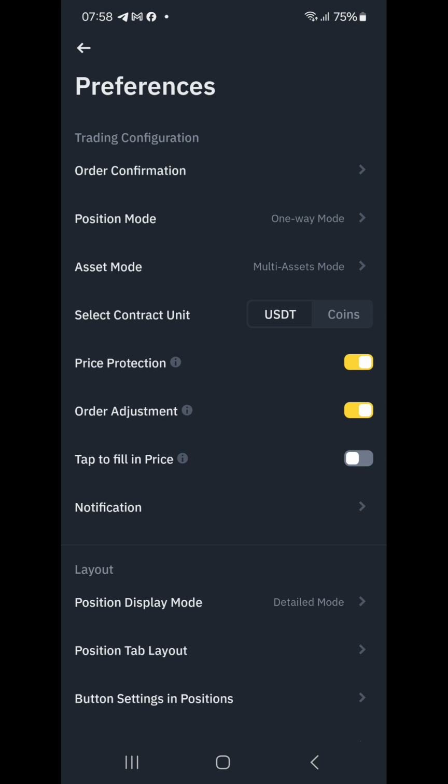then what we can do is to what? Stop or leave the system. So that's what it means. Now we have to select contract unit. Now just leave it at what? USDT as the default, you understand.